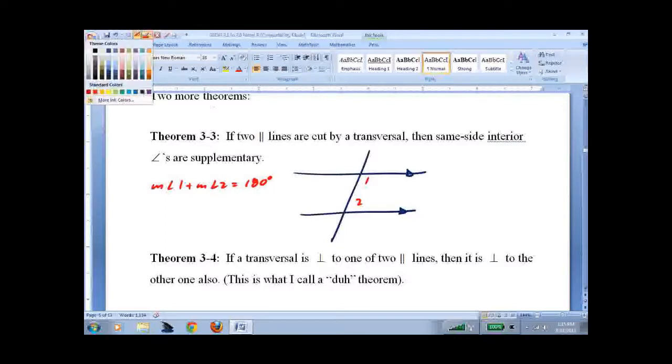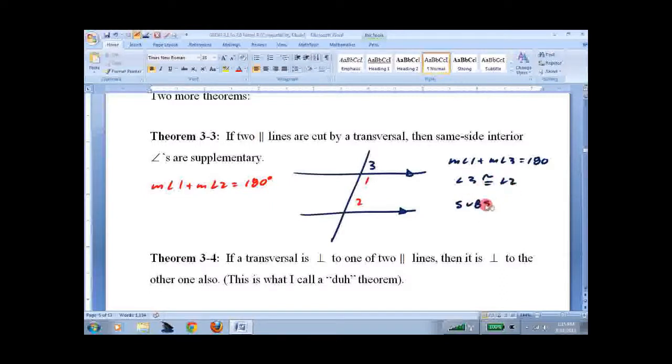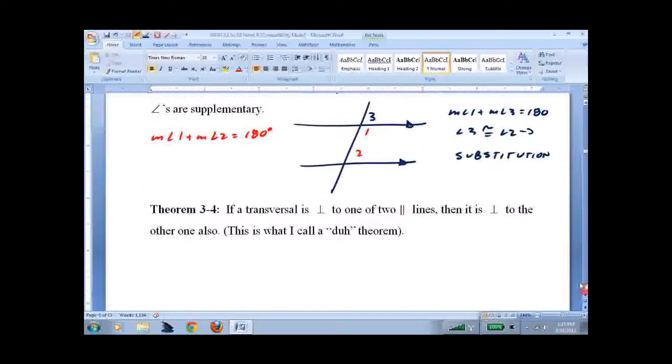Again, I'm not going to get too detailed into the proof, but you would add a three, and you would say measure of angle one plus measure of angle three equals 180. Angle addition postulate, supplementary angles, whatever you want to do. Then you would say angle three is congruent to angle two. And then you would just do some substitution. And I leave it for you to figure out why on that one. Hopefully you know.